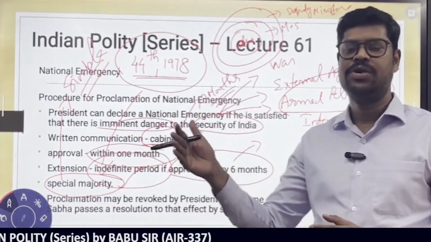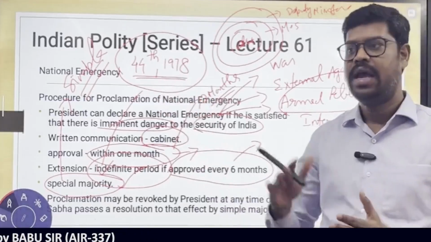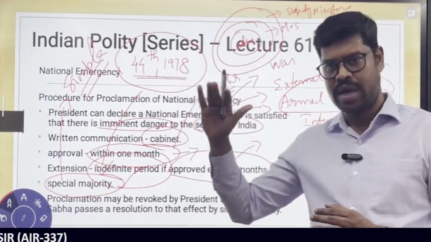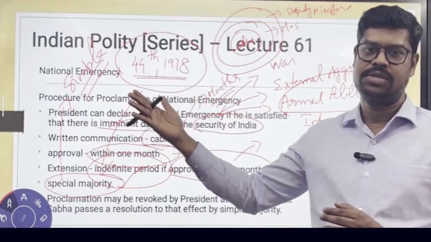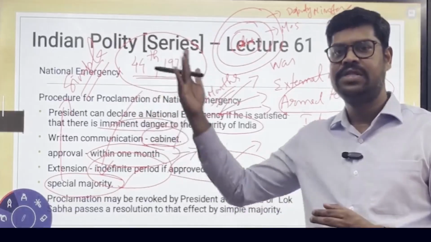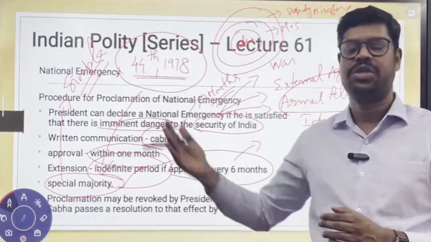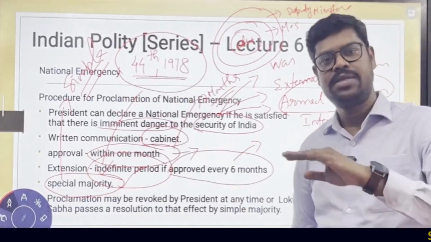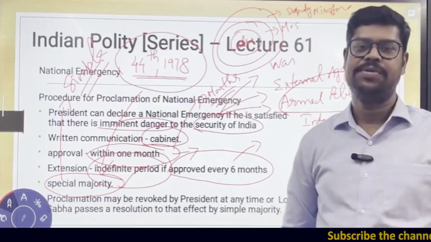And then once the approval is given, it can continue for 6 months from the day of proclamation by the president. And after 6 months, can it continue? Yes. Again, if the parliament gives approval by special majority, then it can continue for another 6 months. So in this way, every 6 months, the proclamation can be extended. Every 6 months, a national emergency can be extended, and it can be extended for an indefinite period of time. But it has to be approved by special majority.